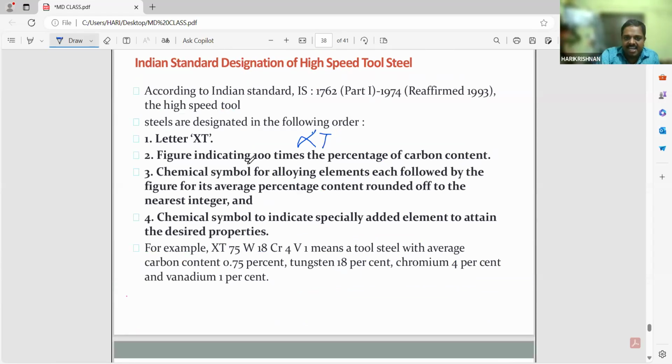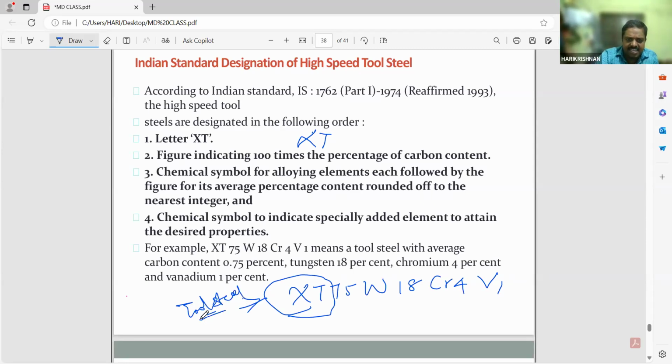Okay. The figure indicates 100 times the percentage of carbon content, followed by the chemical symbol of each alloying element, each followed by the figure of its average percentage content rounded off to the nearest integer, and the chemical symbol to indicate a specially added element to attain the desired property. Okay, so here you may see XT75, W18, Cr4, V1. That means it is a tool steel. You have to understand this is a tool steel.